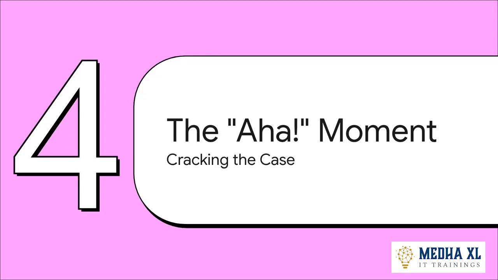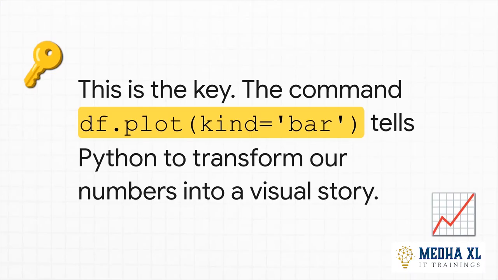So, this is the crucial point. Statistical summaries are useful, for sure, but to truly understand the story, to really feel the patterns, we need to see it. It is time to crack this case wide open with a single visual aha moment. And this is the key. This one simple command tells Python to take our data, that df table, and turn it into a bar chart. It's the final step that's going to transform our boring numbers into a picture that tells 1,000 words.